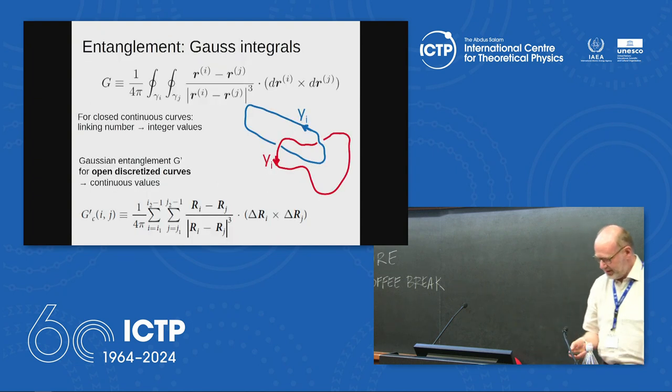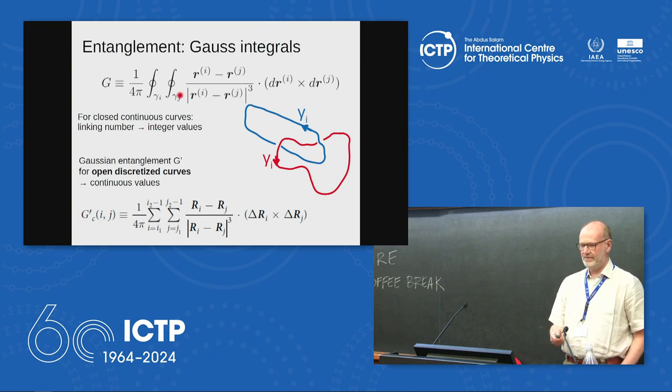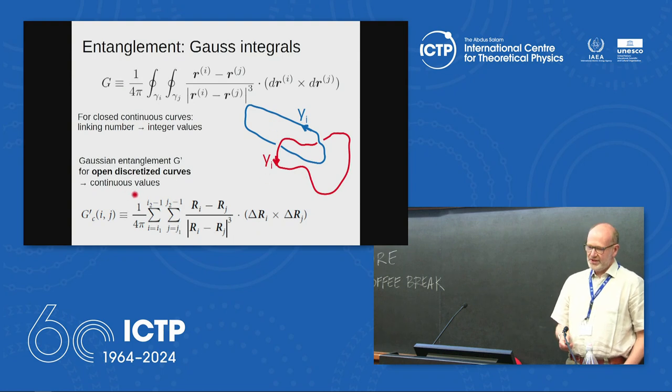Okay, so how do we detect non-covalent lassos, entangled motifs? We use essentially the linking number. For two closed curves, this integral is the linking number, an integral value which, if it is not zero, signals the presence of concatenation. We proposed to use a generalization of this indicator to open and discretized curves. In this way, we don't get integral values any more, but continuous values.